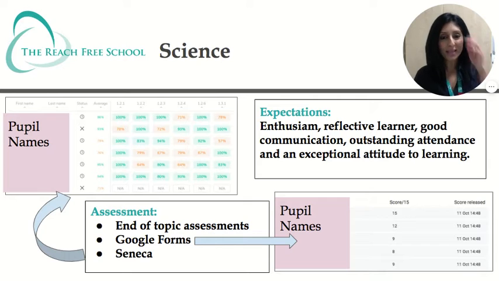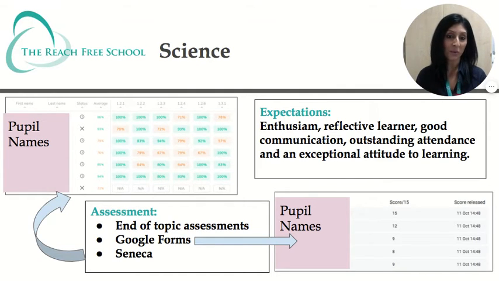The way that we assess our pupils in science, at the end of a particular topic, they will complete an end of topic test. This will be marked by us and this will be fed back. But we also have a number of other forms of assessment, one being the Google Form, which you can see to the right-hand side. A Google Form is a list of questions. They can be short, multiple choice questions in which pupils get immediate feedback.